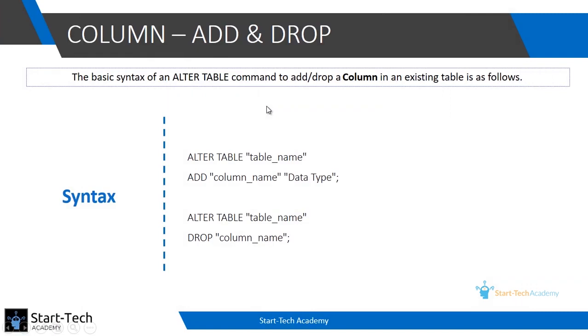To add a column, we will write alter table and the table name, then type add, and then write the column name and then specify the data type of that column name. Let us go to the PG admin interface.